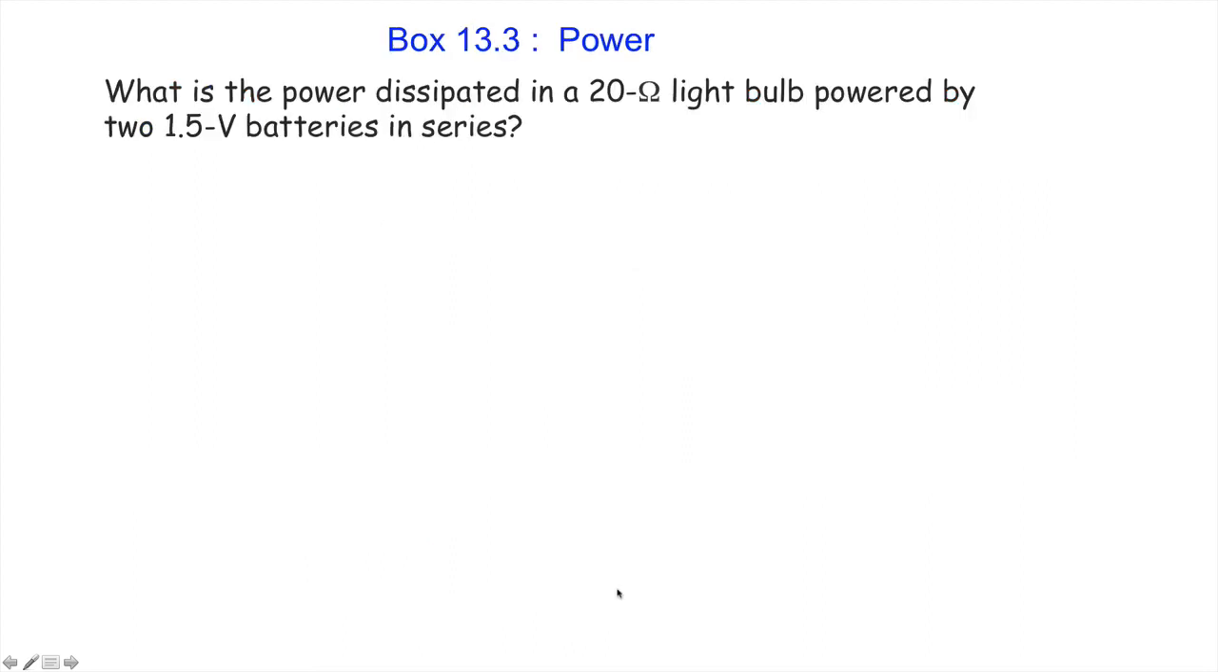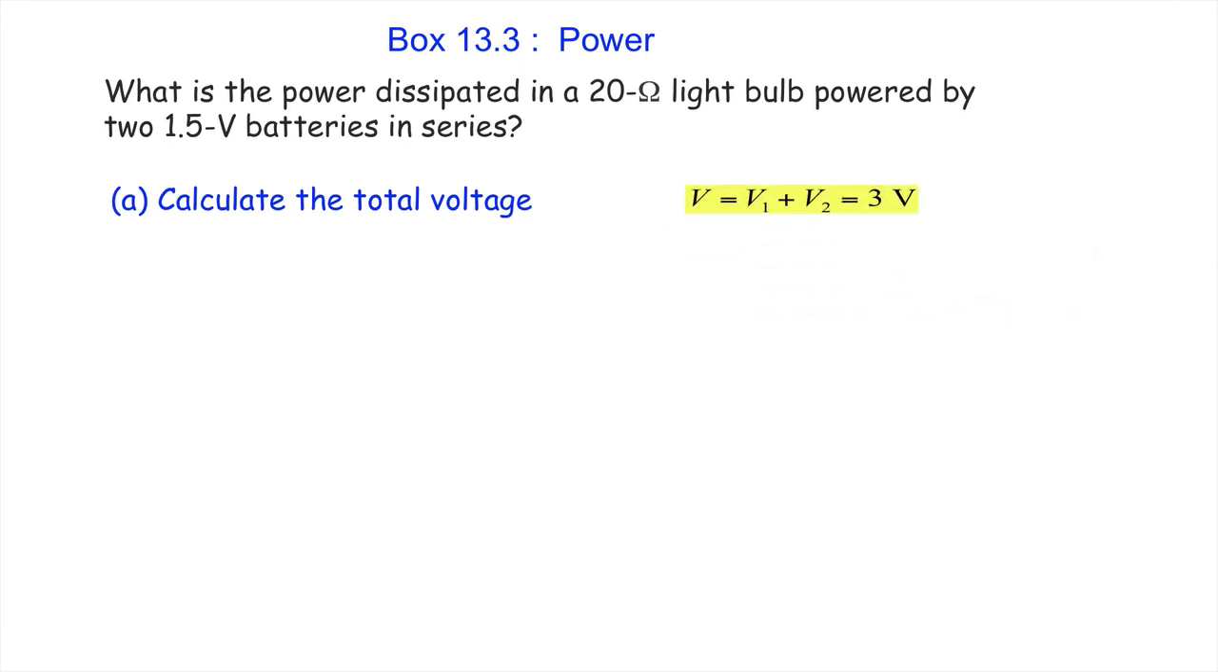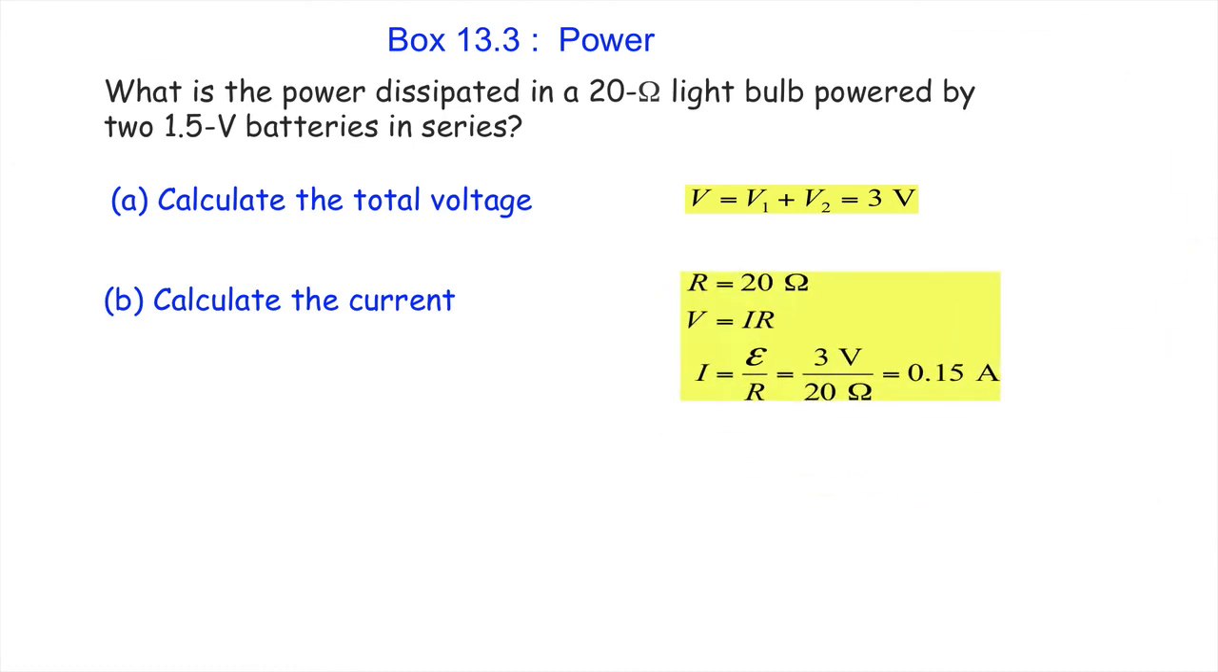All right. So one example, what is the power dissipated in a 20 ohm light bulb powered by two 1.5 volt batteries in series? Okay, so calculate the total voltage first, since they are connected in series. Then you will have 1.5 plus 1.5, that's total voltage. If resistance is 20, then current is total voltage divided by R, therefore it's going to be 0.15.